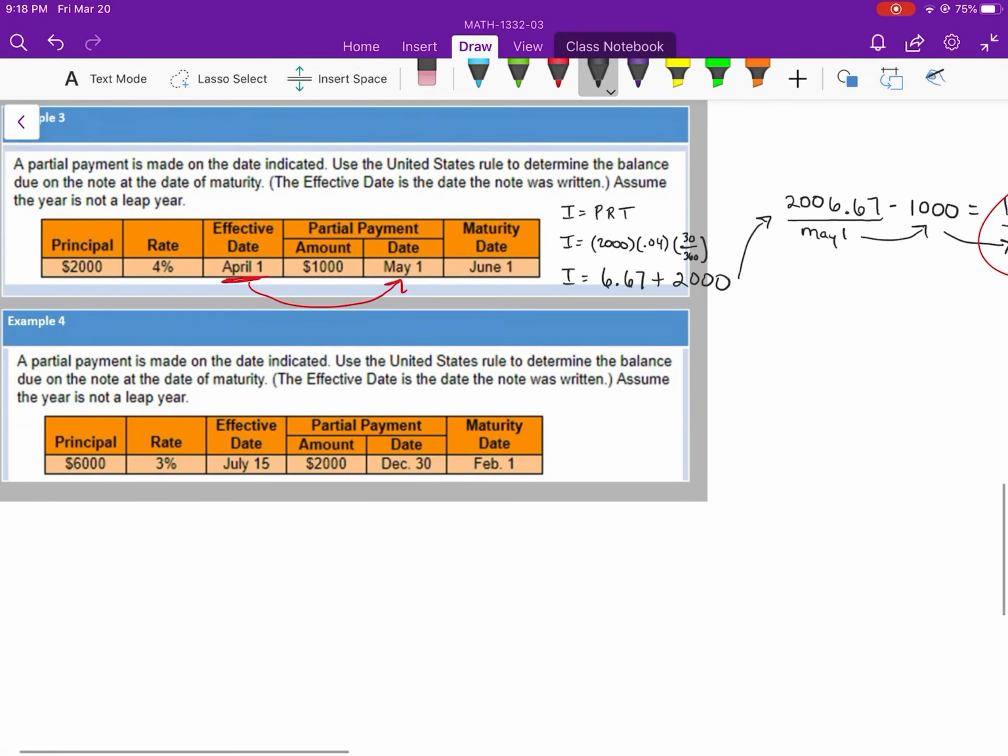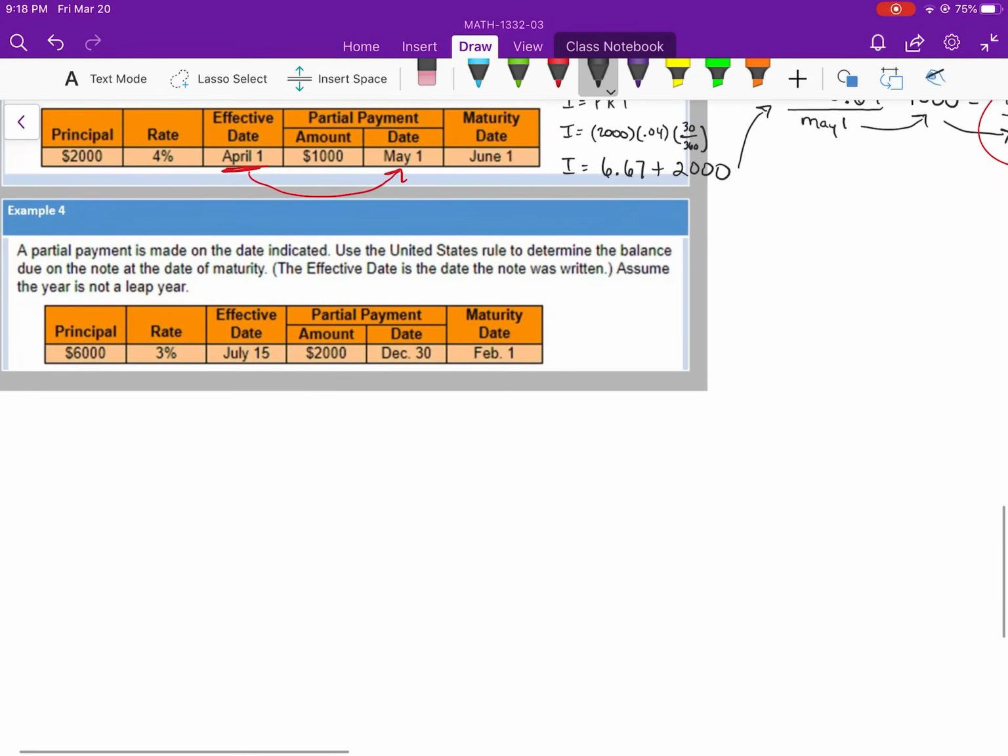Okay, let's do this again. Example number 4. Partial payment is made on the date indicated. Use the United States rule to determine the balance due on the note at the date of maturity. The effective date is the date the note was written. Assume the year is not a leap year.